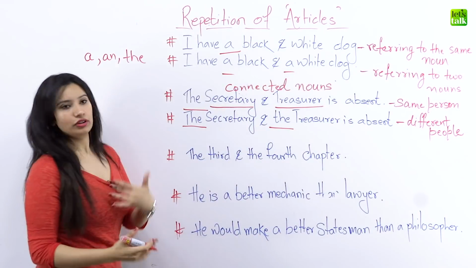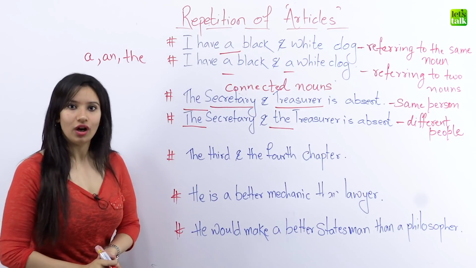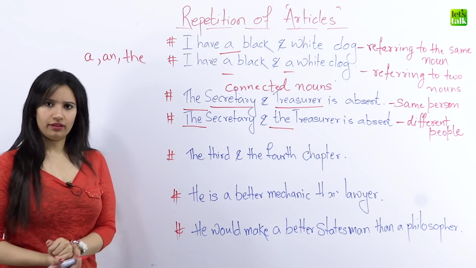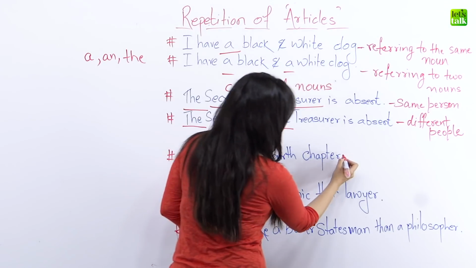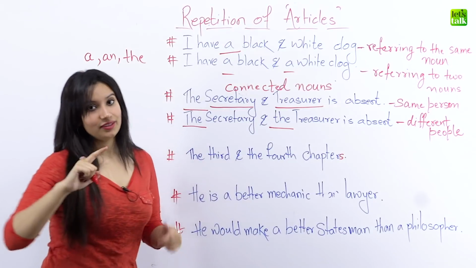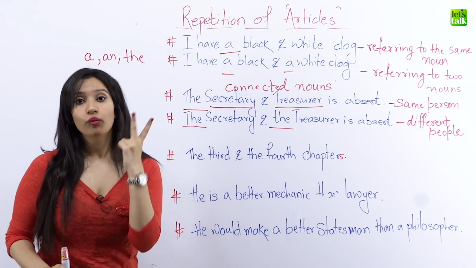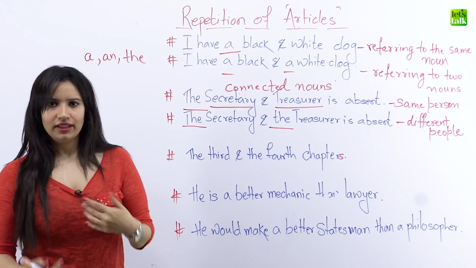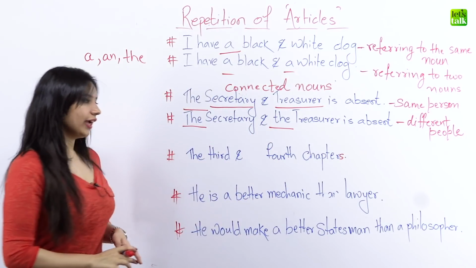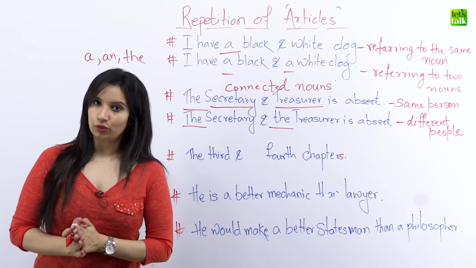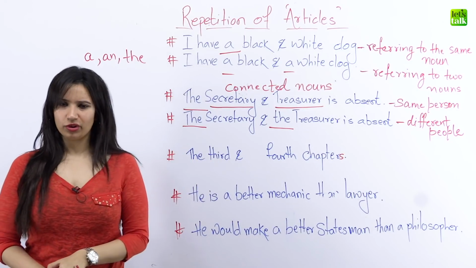Okay. With that, we have looked at two pairs of sentences which change meaning with the repetition of the articles. Let's look at the next one. The third and the fourth chapters, okay? So your homework is to do the third and the fourth chapters, which means that you have to do both the chapters for your homework. Let's try and remove one "the." Okay. The third and fourth chapters. Your homework is to do the third and the fourth chapters, or the third and fourth chapters.